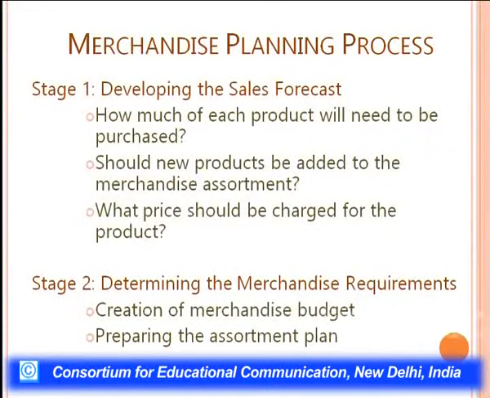Once I am okay with these kinds of questions, we would be moving on to the second stage, which would deal with determining the merchandise requirement. So, I have to come up with the creation of my merchandise budget, and also I have to come up with my assortment plan. That is, what all kinds of products, ranges, variety, sizes, SKUs I need to maintain in my retail outlet at all points of time.